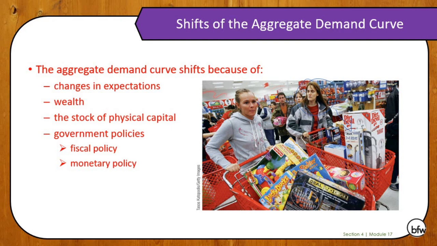Change in wealth: if people get wealthier, they're going to buy more stuff. It's going to increase aggregate demand. If they get less wealthy, then the opposite is true. The stock of physical capital, that's just if businesses are building up their inventories. All right, so if you ever see this, that's just a fancy word for inventories. So if inventories increase, right?